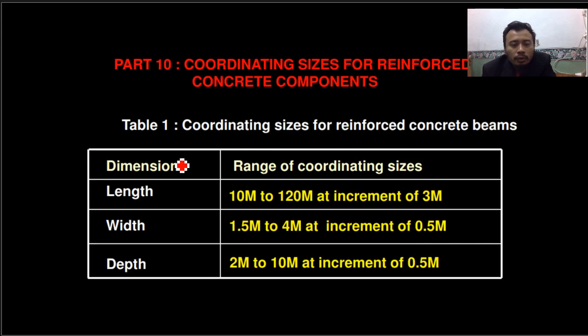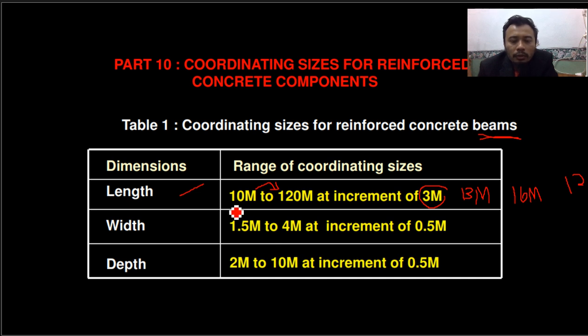So for reinforced concrete components, I think this involves a lot of civil engineers, because you are going to design a reinforced concrete structure. This one is for beams. For beams, the length is 10 m up until 120 m, with an increment of 3 m. So you can have 13 m, 16 m, until 120 m, and so on. And the width is 1.5 m to 4 m.